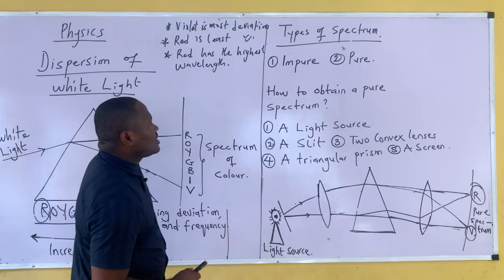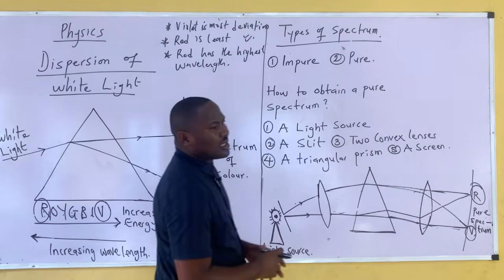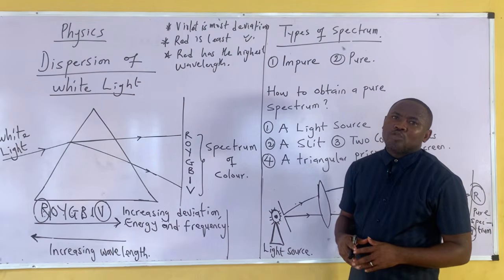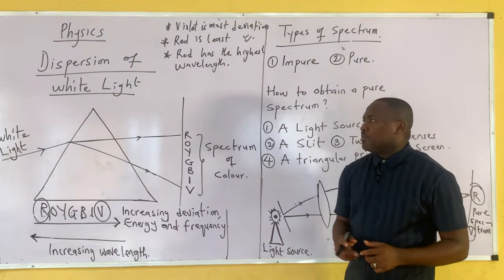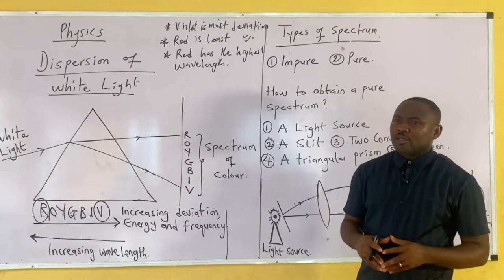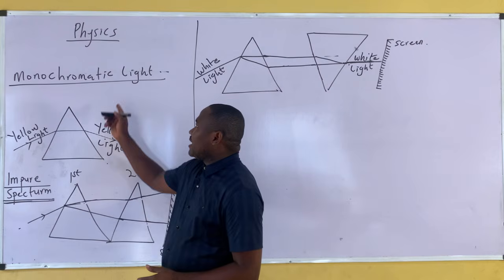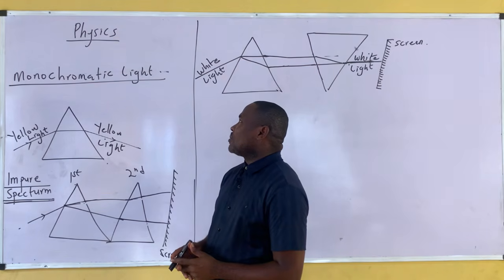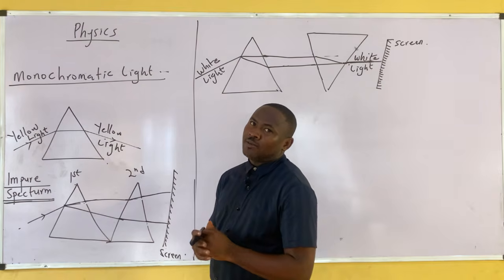So now what's the next thing we'll be looking at? We'll be looking at cases where we will talk about monochromatic light going through a triangular prism and how it appears. A case of a monochromatic light. Now, what is a monochromatic light? A light with one wavelength.